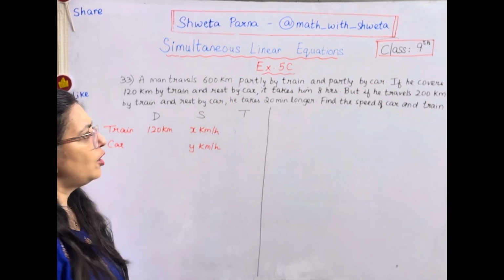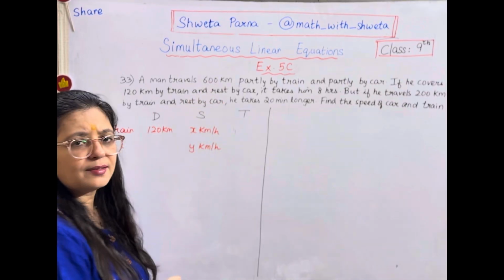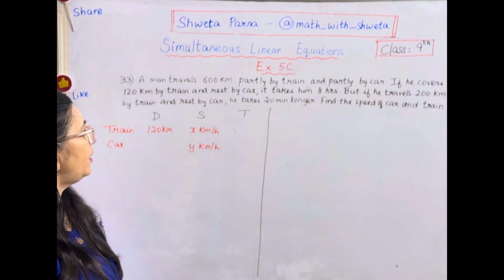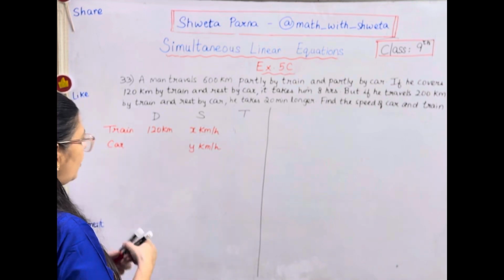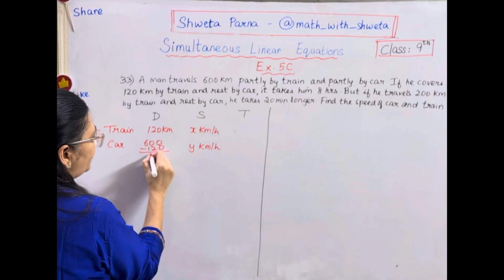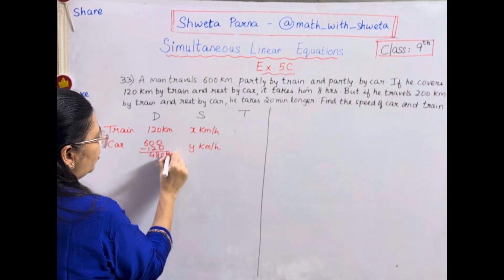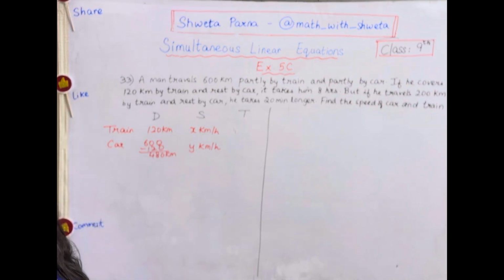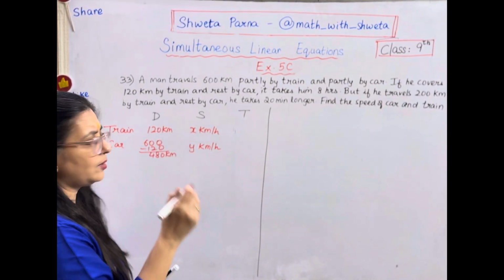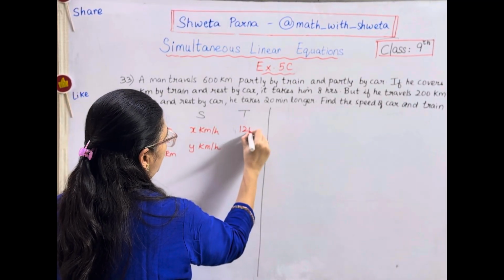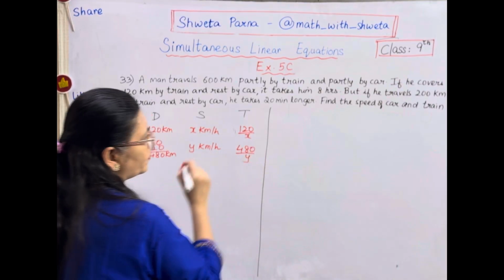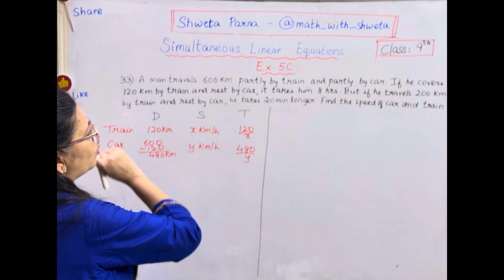How much rest? So what is the total distance? 600. In 600 he travels 120 by train. So what is left is 600 minus 120, which is 480 kilometer he travels by car. Now what is time? Time is distance upon speed, which is 120 upon x and 480 upon y. Okay. Now what is the total time taken?